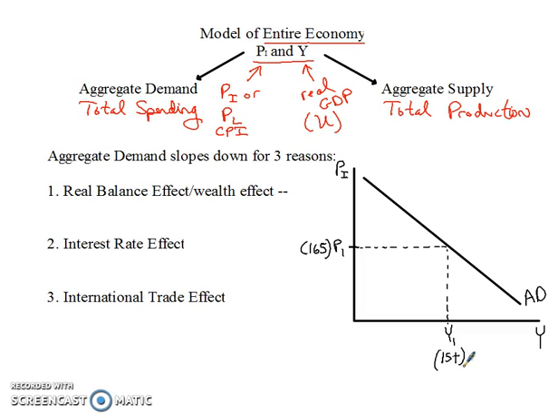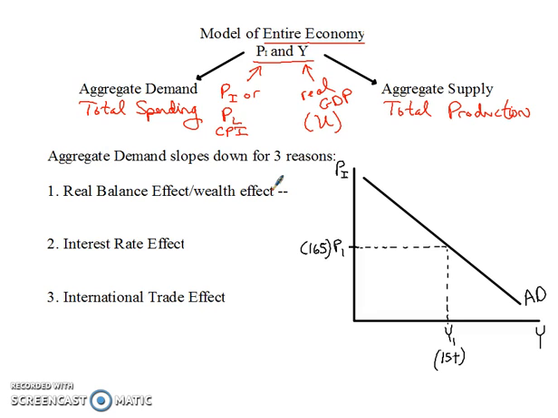What we want to show here is that there's an inverse relationship between the price index and the real gross domestic product. We want to show that the aggregate demand curve slopes down, and there are three reasons for the downward sloping aggregate demand curve. So let's go ahead and go through these.